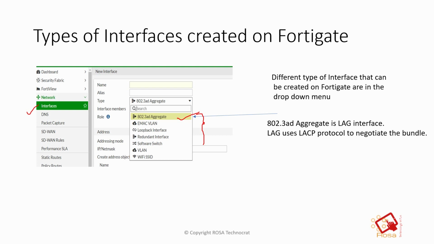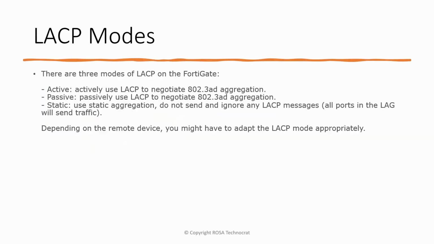When we are creating a new interface, if you select the type as 802.3ad Aggregate, that creates a port channel interface on the FortiGate. There are three different modes for an aggregate to work properly, and we can decide on any one of these depending on what the partner uses. One method is active, second is passive, and third is static. You might already know all these modes, but I will still give a quick refresher.